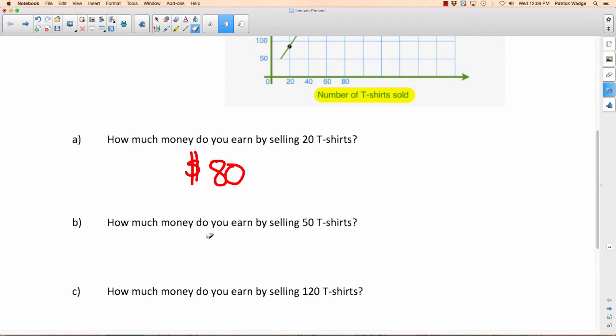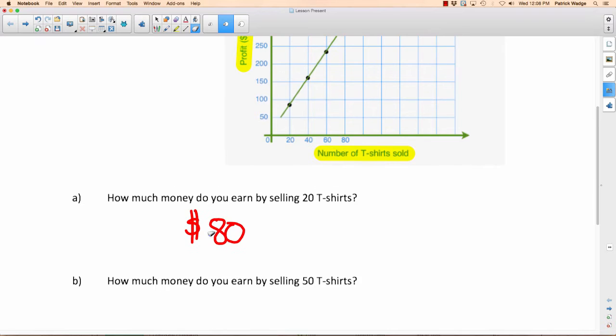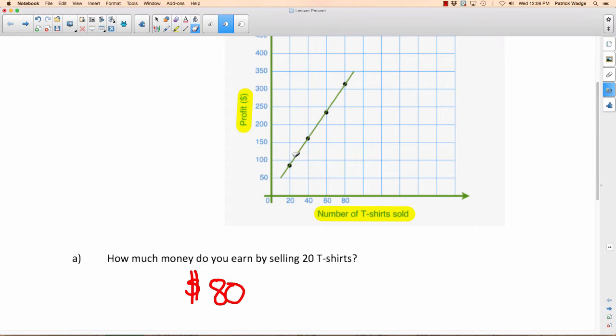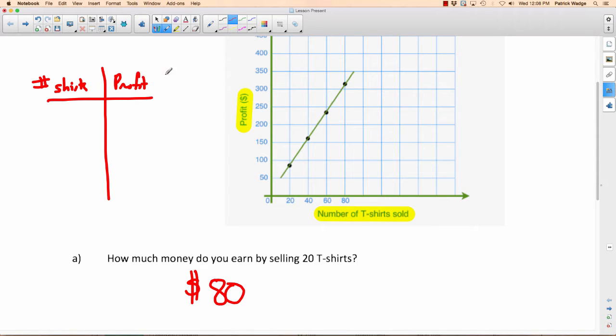Okay, how much money? Oh, and by the way, notice that that is one of the actual points. It looks like they got some data, right? I'm just going to make a little table. Maybe I should have done it this way. Number of shirts and profit, and that's in dollars. And if you look, there's only 4 points that they actually had here. It looks like when 20 shirts were sold, they made $80. And what else we got? When 40 shirts were made, when 60 shirts were made, and when 80 shirts were made.